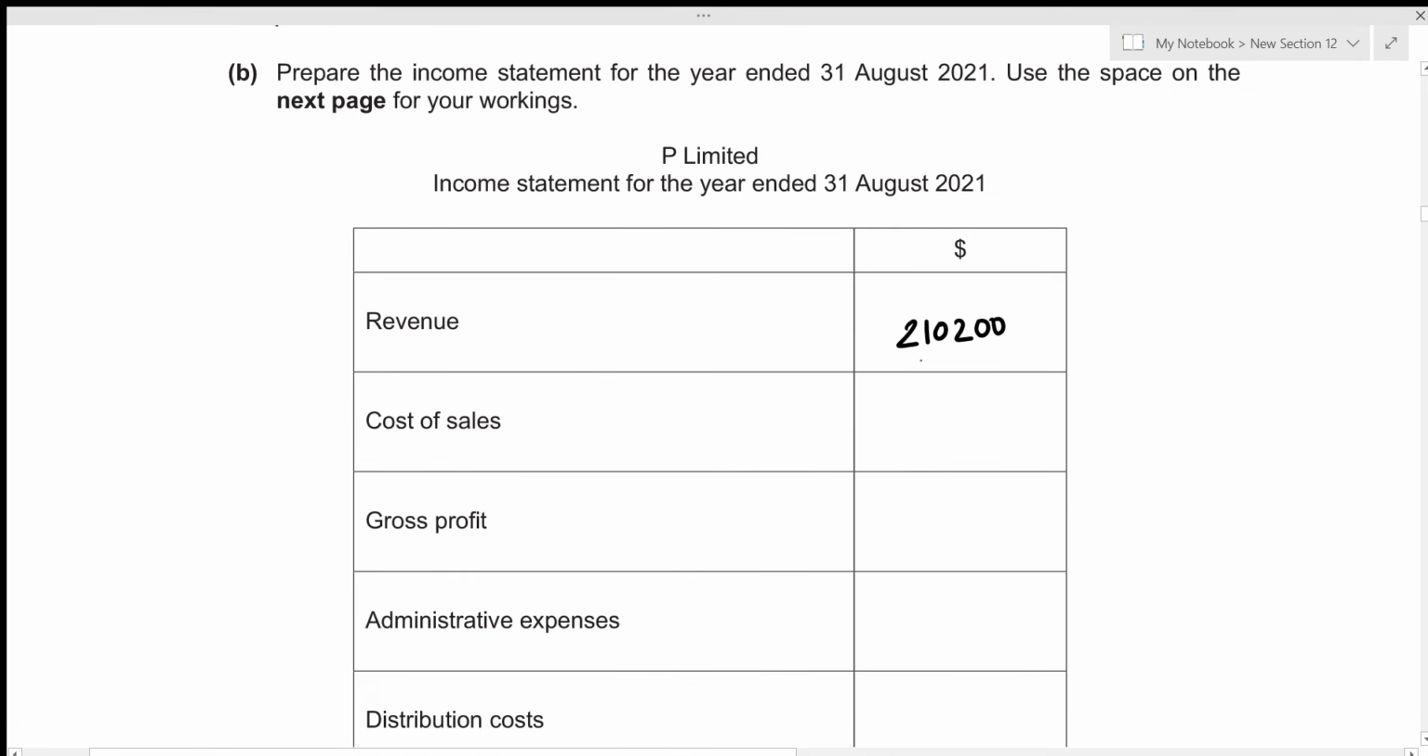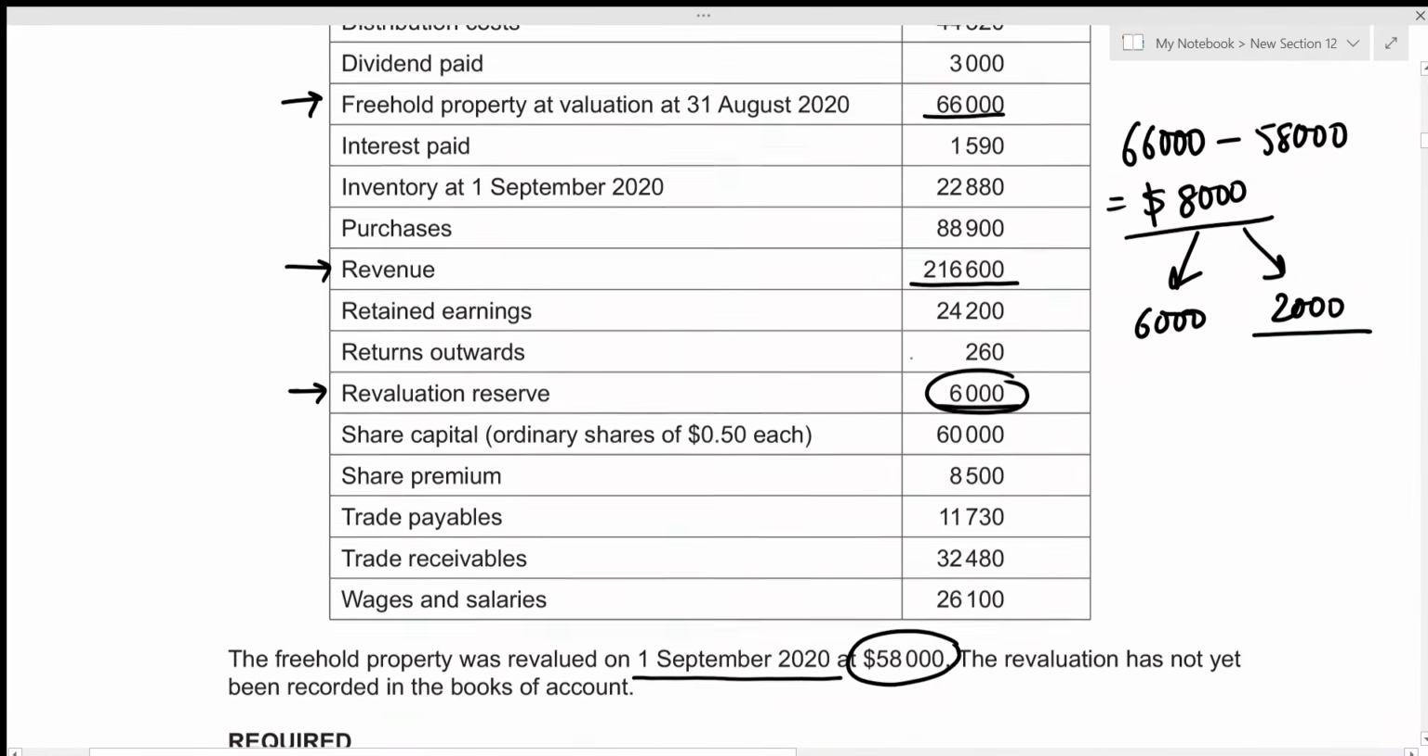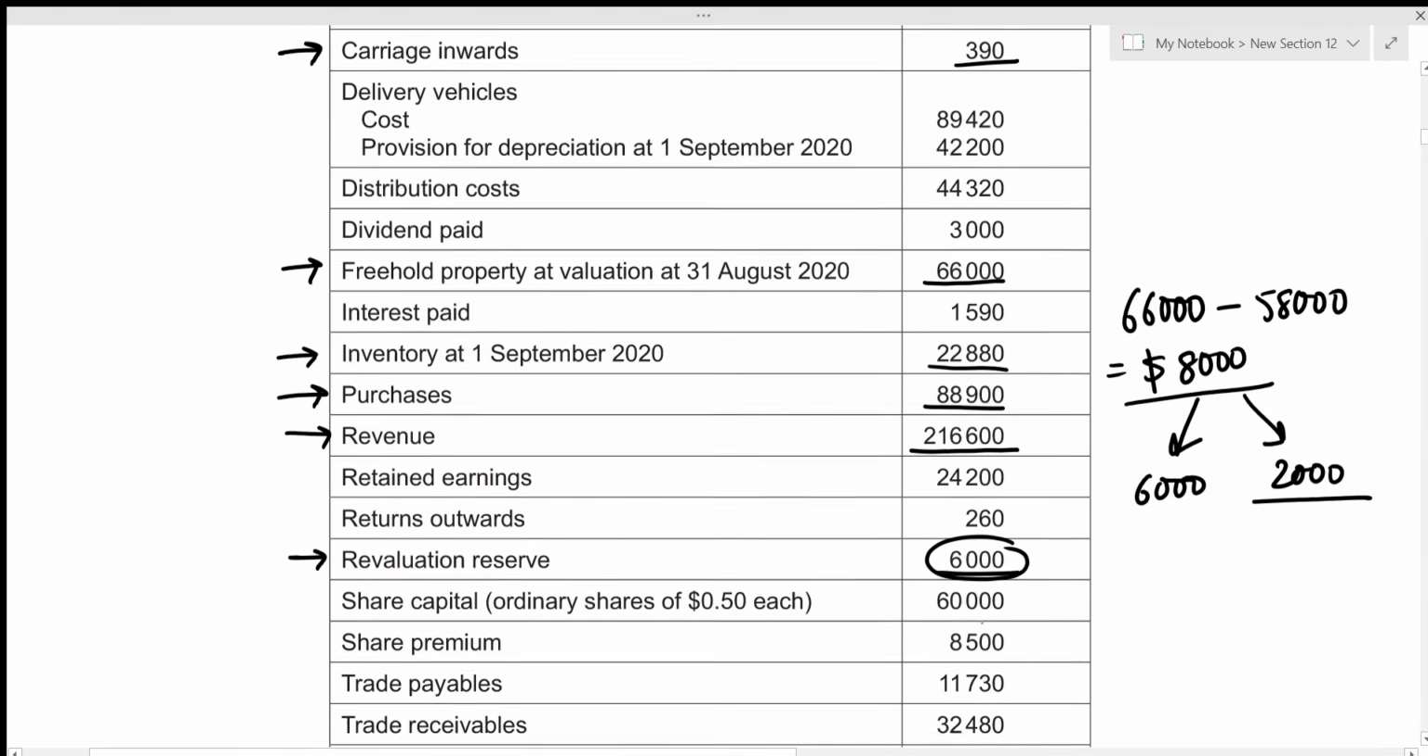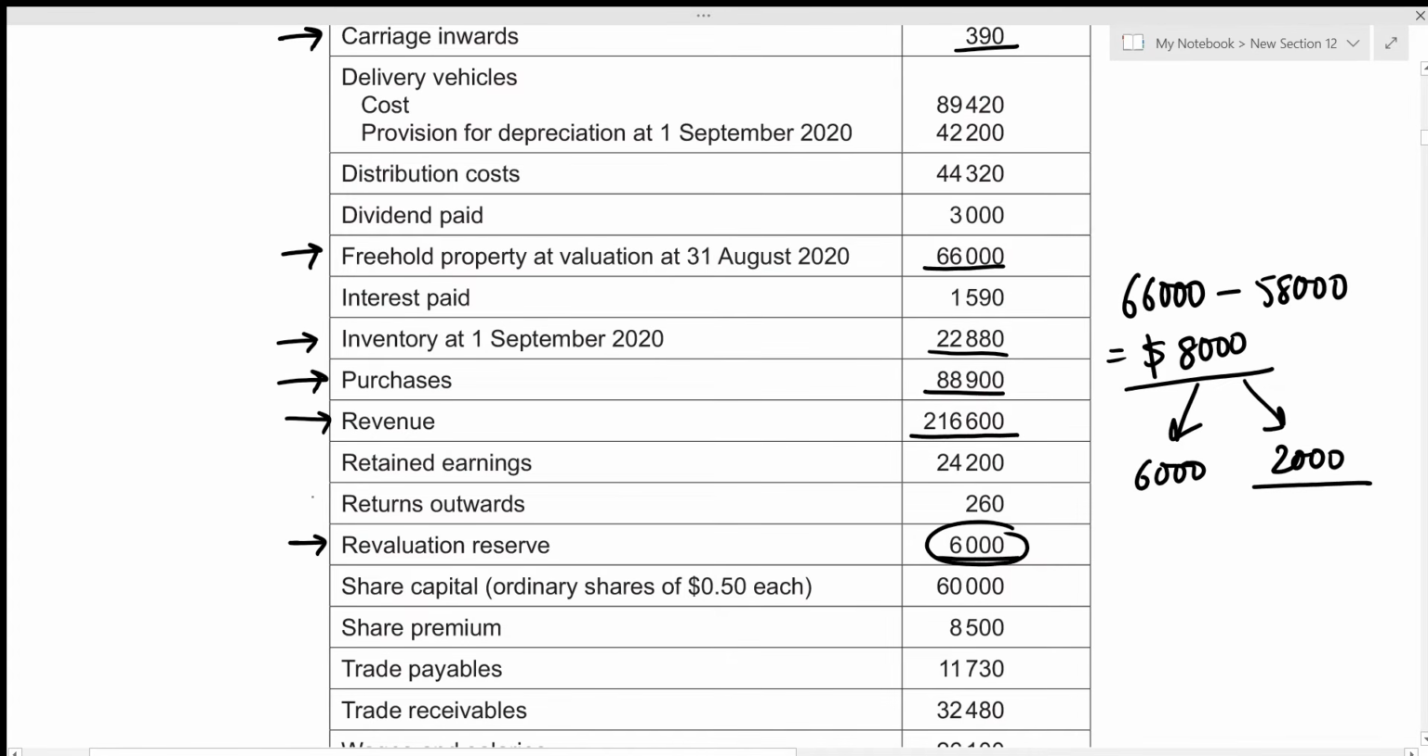Okay, now we move toward the cost of sales. First, let's have a look at the table and figure out the items that should be included in the cost of sales. The first one is going to be carriage inwards with a value of 390. Then we have opening inventory with the value of 22,800. Then we have purchases with a value of 88,900. And again, we have return outwards. So returns outwards just means purchase returns. So this value should be deducted, which is 260.